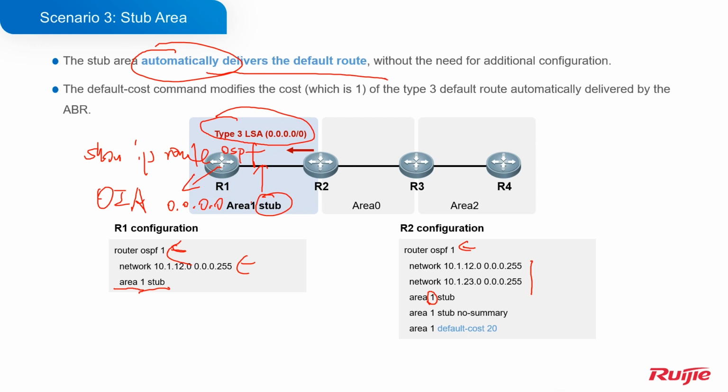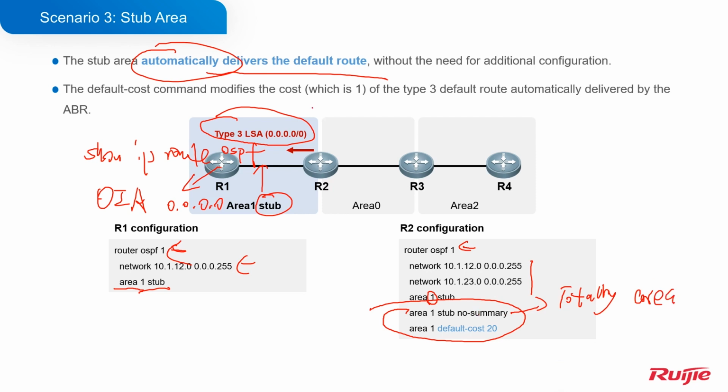So we don't need to do the additional configuration on our device. And for these two commands, the area 1 stub no-summary is configured on the R2 device. The R2 device is the ABR device for area 0 and area 1. If we configure this command on the ABR device, it means we set this area to become a totally stubby area. Okay, totally stubby area. So this is the command's function.